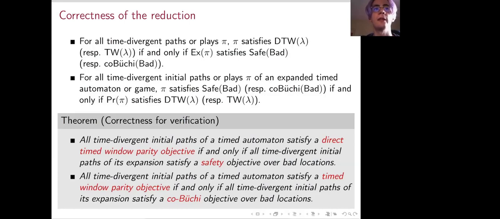This yields the following theorem: all time divergent initial paths of a timed automaton will satisfy a direct timed window parity objective if and only if all time divergent initial paths of its expansion satisfy a safety objective over bad locations. Similarly, we have the same property with the non-direct timed window parity objective and a Büchi objective on the expansion.